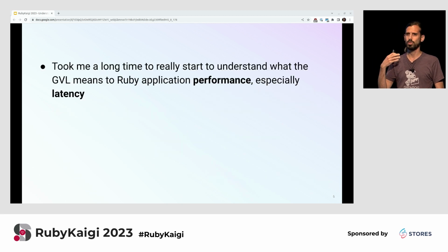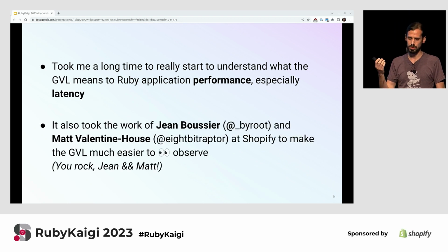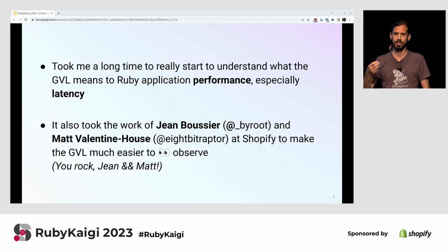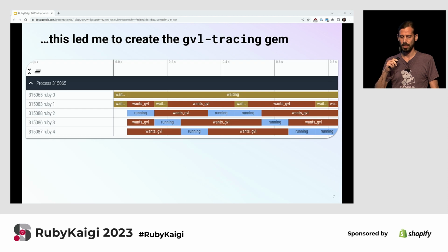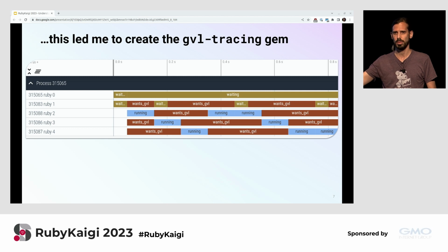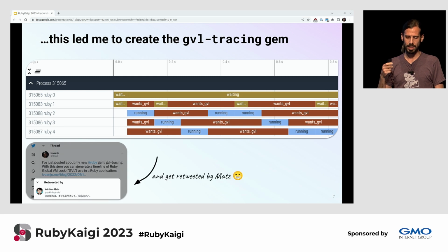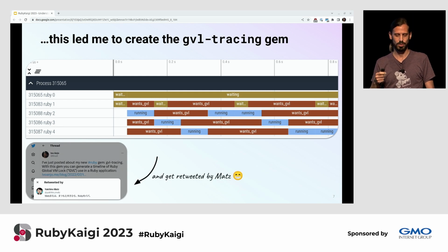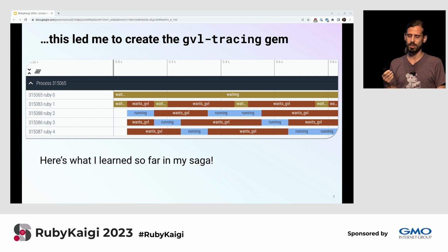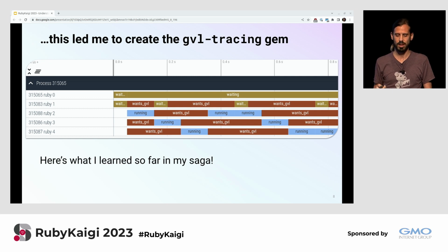But actually, it really took me a long time to come to terms with and understand the impact of the GVL on application performance, especially on application latency. It also took the work of Jean Boussier and Matt Valentine-House at Shopify to make the GVL much easier to observe. So thanks Jean and Matt for this work. All of this has led me to create the GVL Tracing gem, which produces this visual timeline of what the Ruby Global VM Lock is doing so that we can learn more about it. And I got retweeted by Matt, which was pretty cool, and I was pretty excited. So I did this talk so I could share what I learned so far in my saga.